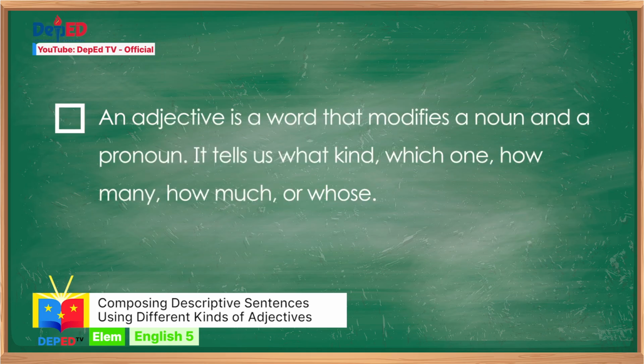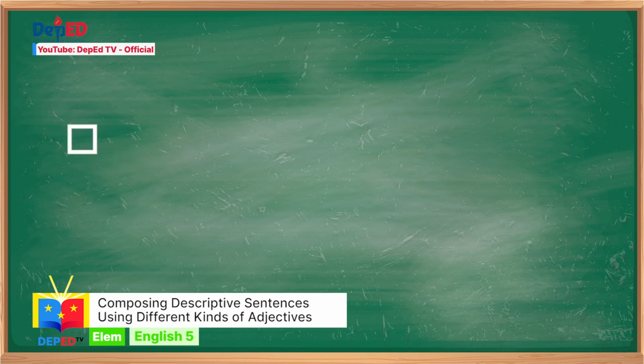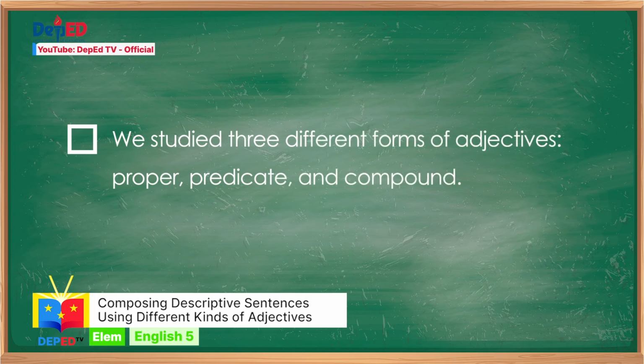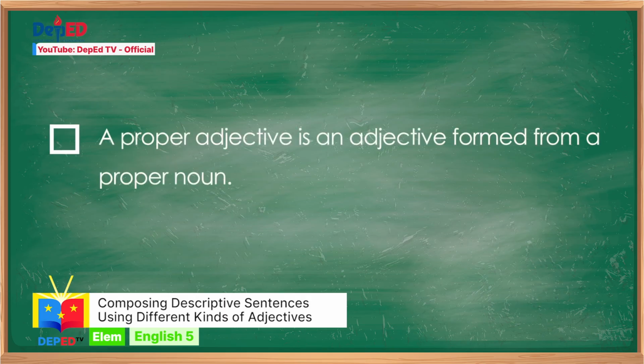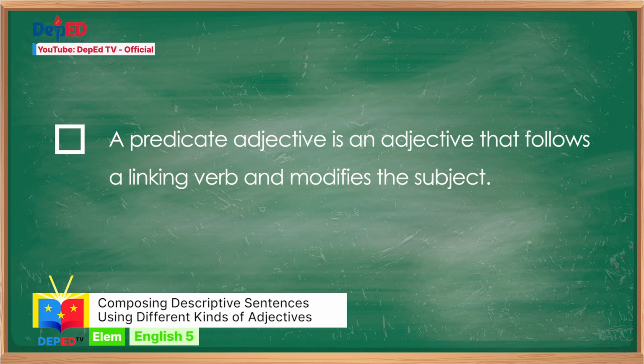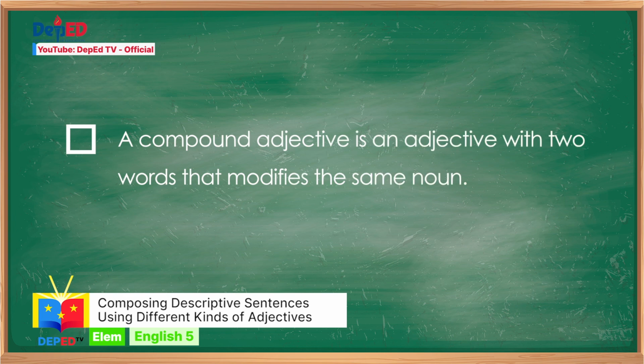An adjective is a word that modifies a noun or a pronoun. It tells us what kind, which one, how many, how much, or whose. We studied 3 different forms of adjectives: proper, predicate, and compound. A proper adjective is an adjective formed from a proper noun. A predicate adjective is an adjective that follows a linking verb and modifies the subject. A compound adjective is an adjective with 2 words that modifies the same noun.